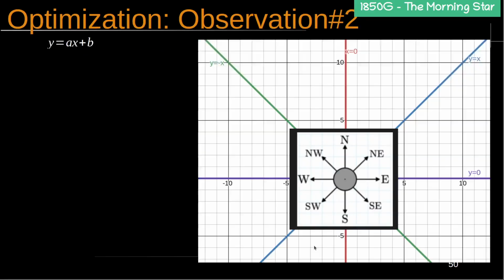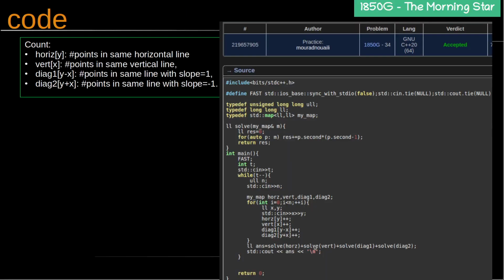And here, these maps help me to count the number of points on each line: vertical, horizontal, diagonal with slope 1, diagonal with slope minus 1. And after that, we compute how many directions we can make using each number of points in the same line.